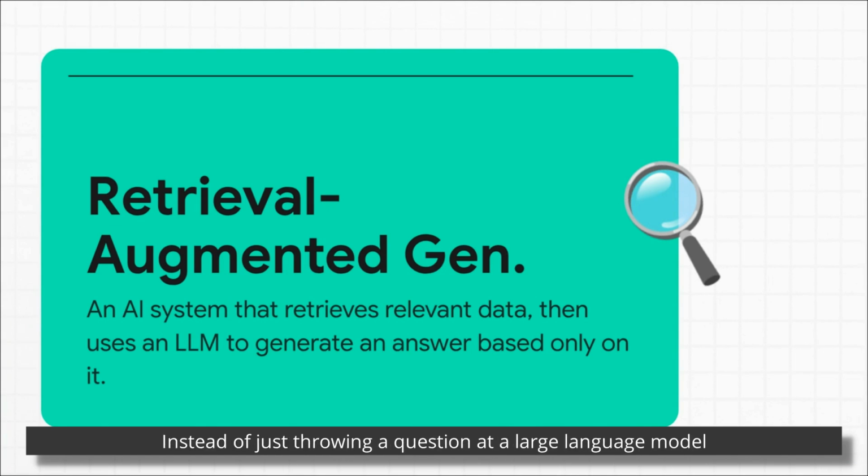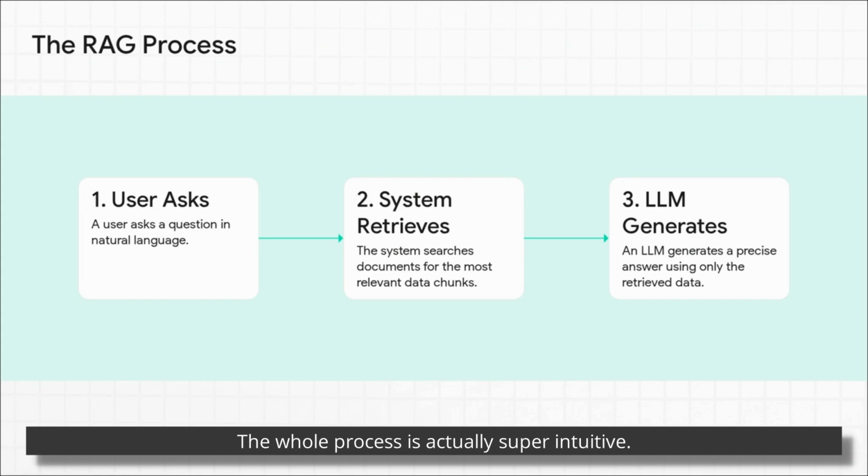Instead of just throwing a question at a large language model and hoping for the best, RAG does something smarter. First, it goes and retrieves the specific relevant info from your documents. Then, it hands only that context to the LLM to create an answer. This is so important because it grounds the answer in facts from your data and helps prevent the AI from just making stuff up. The whole process is actually super intuitive. You ask a question, the system then acts like a super fast research assistant. It finds the exact relevant snippets from all your data, whether it's in PDFs or tables. Then, and only then, does the LLM come in to stitch those facts together into a perfect, coherent answer.